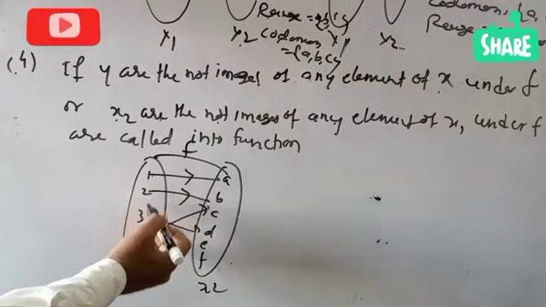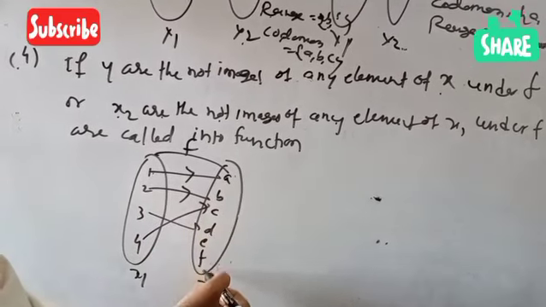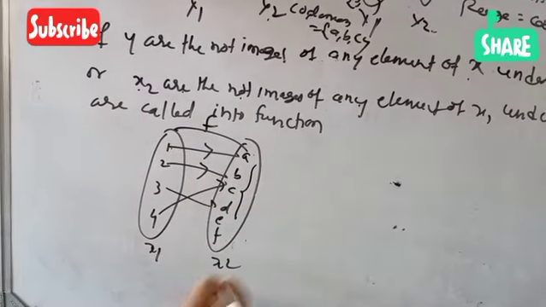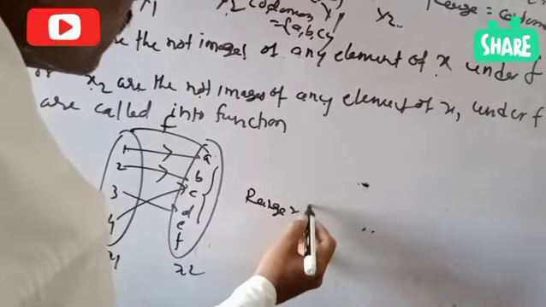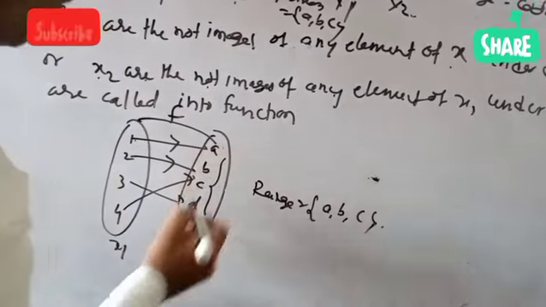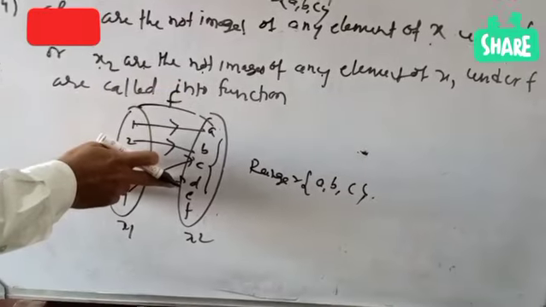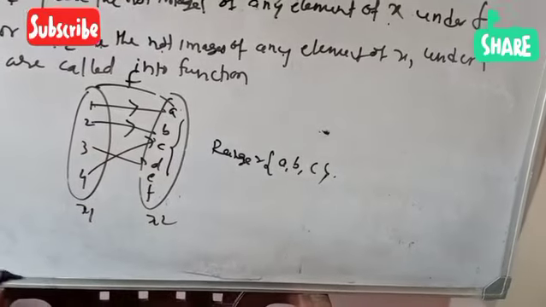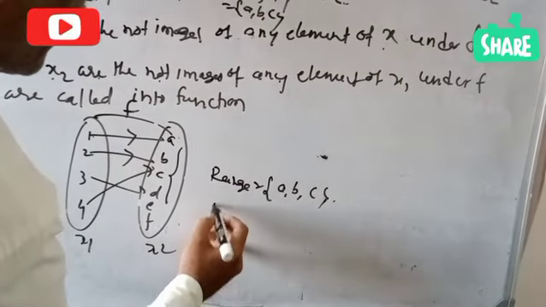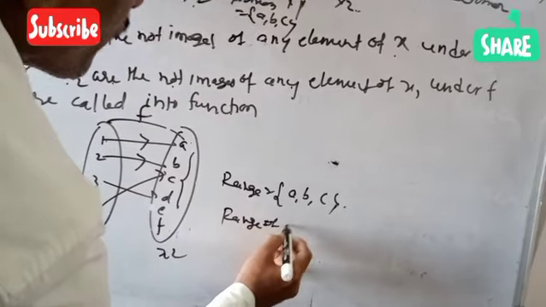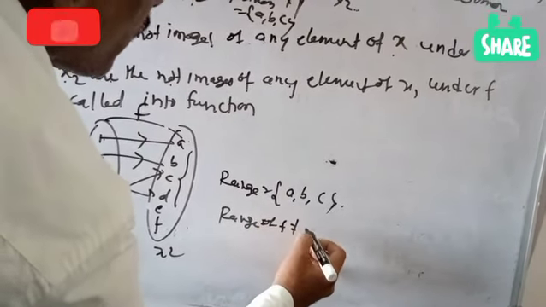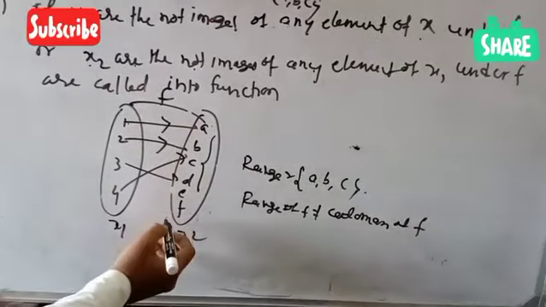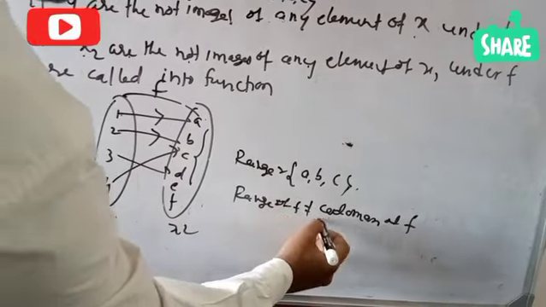For example, take 1, 2, 3, 4 and A, B, C, D, E, F. Here the images are only A, B, C, D. The range of this function is A, B, C, D. The images are only A, B, C, D, but E and F do not have pre-images. Therefore, the range of f is not equal to the codomain of f, because the codomain is A, B, C, D, E, F. So here the range is not equal to the codomain.